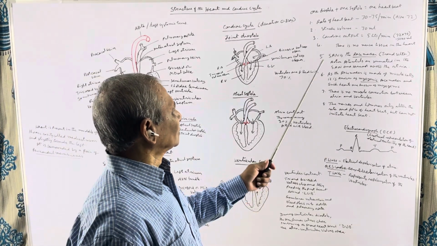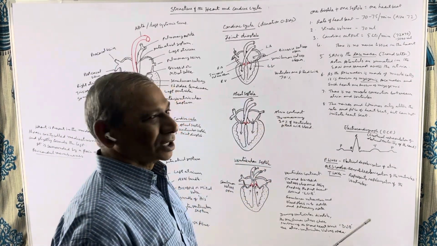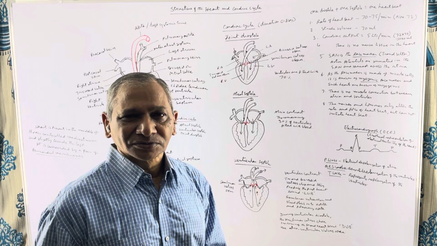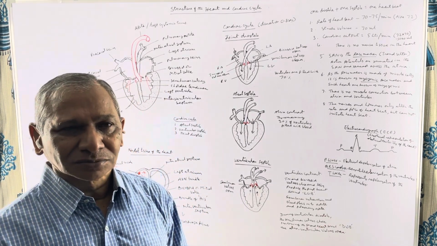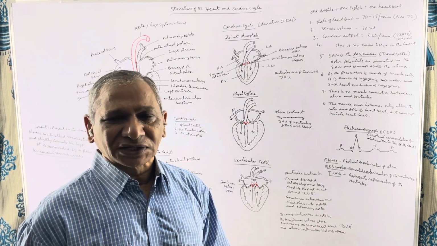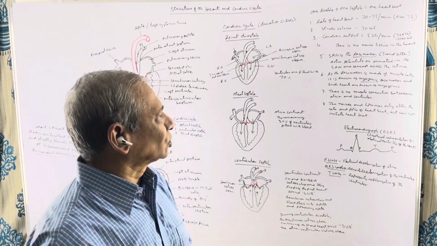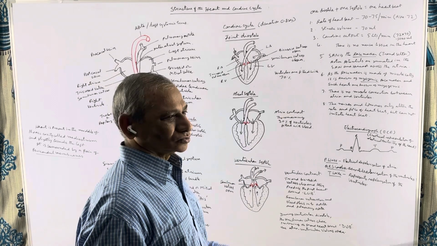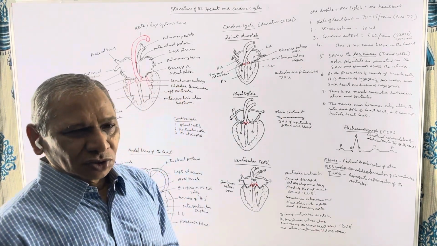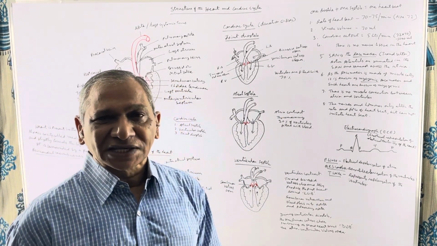Then, stroke volume. The amount of blood expelled from any one of the ventricles in each heartbeat is known as stroke volume. The stroke volume is about 70 ml of blood.